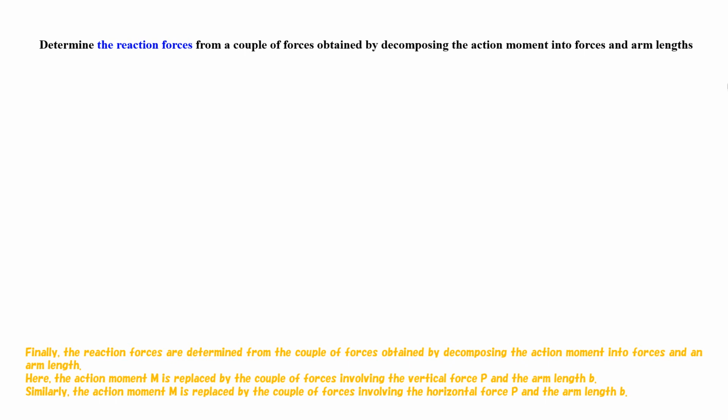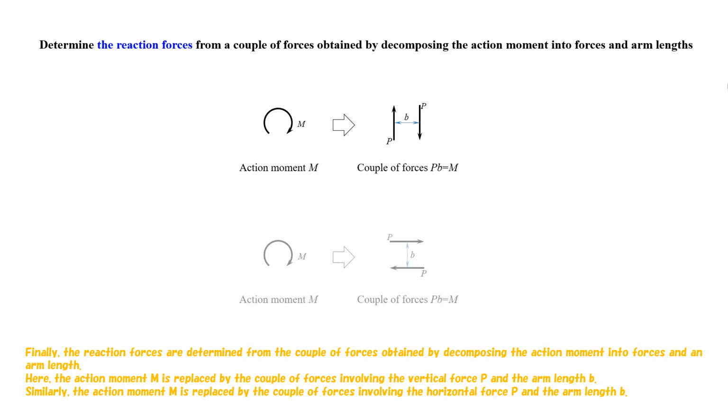Finally, the reaction forces are determined from the couple of forces obtained by decomposing the action moment into forces and an arm length. Here, the action moment m is replaced by the couple of forces involving the vertical force P and the arm length B. Similarly, the action moment m is replaced by the couple of forces involving the horizontal force P and the arm length B.